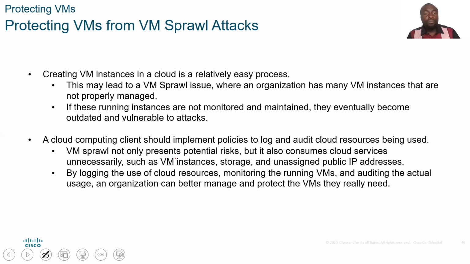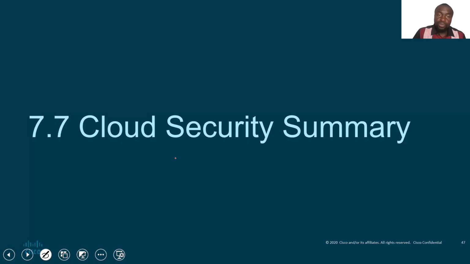So how do you protect your VM from sprawl attacks? Creating VM instances in the cloud is a relatively easy process. This may lead to a VM sprawl issue, where an organization has many VM instances that are not properly managed. If these instances are not monitored and maintained, they eventually become outdated and vulnerable to attack. So a cloud computing client could implement a policy to log and audit cloud resources being used. VM sprawl does not only present potential risk, but it also consumes cloud services unnecessarily, such as the VM instances, the storage, the unassigned public IP addresses, and so on and so forth.